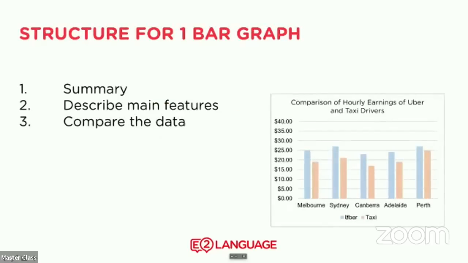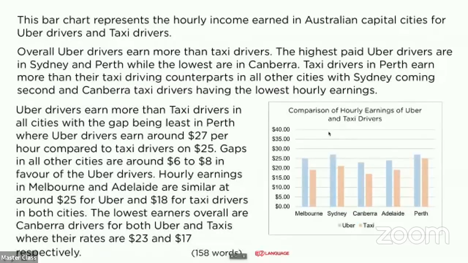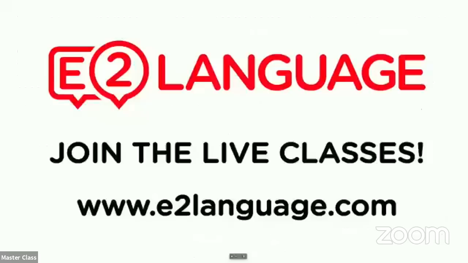Let's just recap what we've learned in this lesson. So a structure for a single bar graph is what we just did, where we wrote a summary sentence, we then described the main features, then we compared the data in a larger paragraph. And this is what it turned out to be, 158 words.